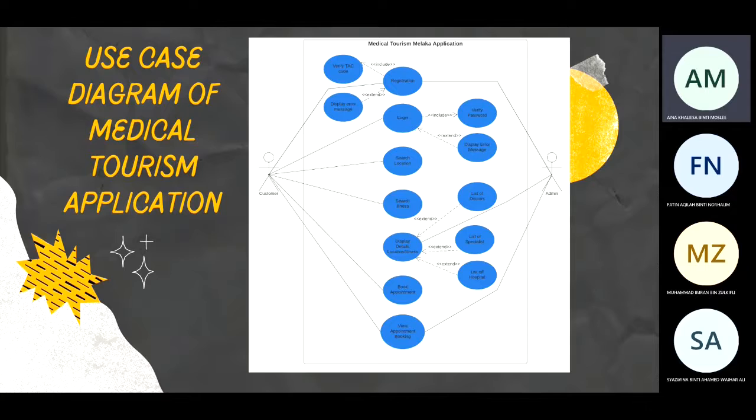For registration, verify TAC code is included, while display error message is extended. For the function login, verify password is included and the extension is display error message. Customer can also search location and search illness. Based on the illness that they input, the system will display all the details about the list of doctors, list of specialists, and list of hospitals. Customer can also book appointment and view appointment booking. Admin can also see appointment booking.